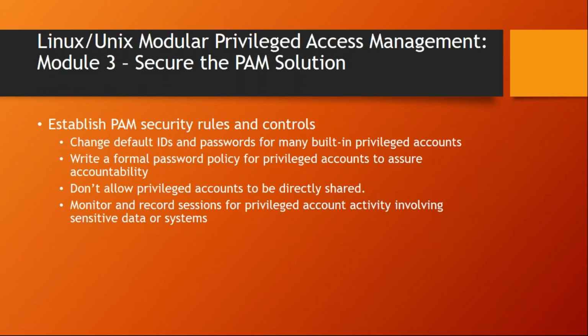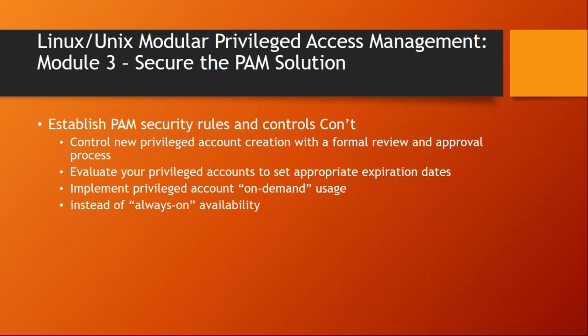All right, here are some other things you want to do when securing your PAM solutions. Establish PAM security rules. Change the default IDs, I talked about that. Write a formal policy. Don't allow privileged accounts to be directly shared. Monitor and record all your privileged account sessions so you can see what people are doing. Control your new privileged account creation with a formal review and approval process. Evaluate your privileged accounts to set appropriate expiration dates for them. I talked about that earlier. Implement privileged account on-demand usage. I talked about that. Don't have them always on. You want to be able to do something different than always-on availability.